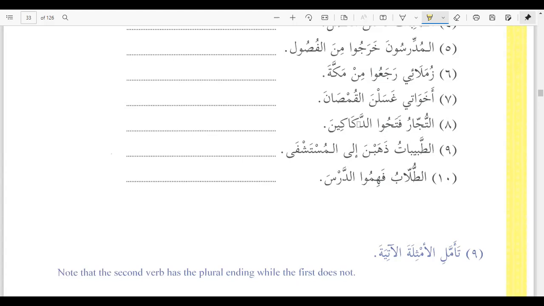Sir, it's a plural. That's why ina. At-tujaru fatahud dakakina. Then, sir, fatahat tujaru dakakina. The merchants opened the shops.